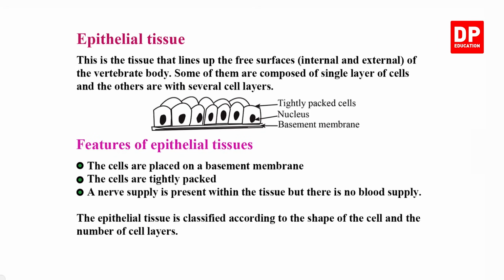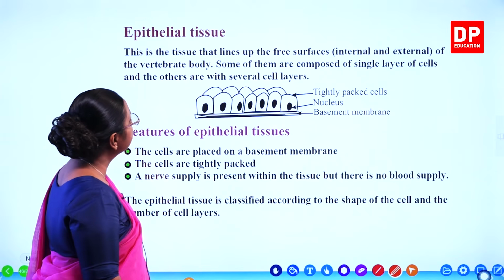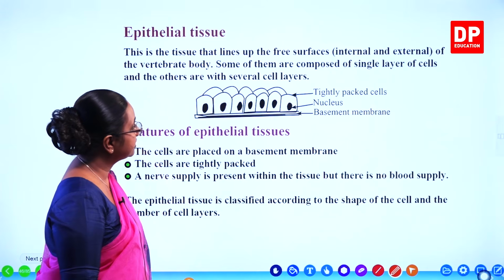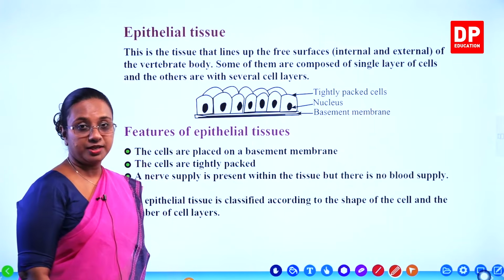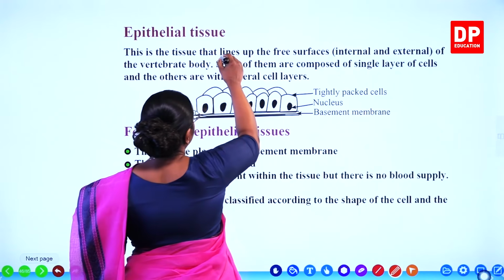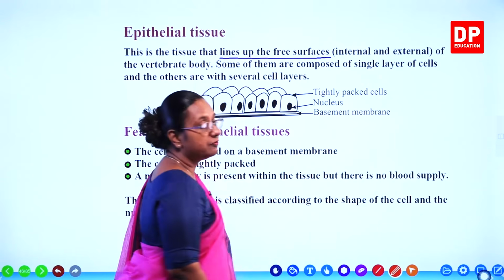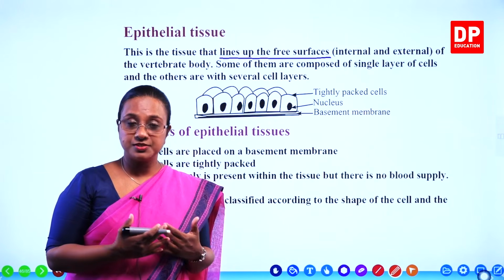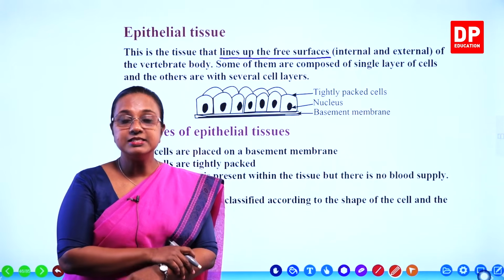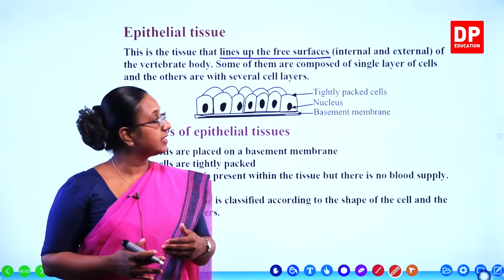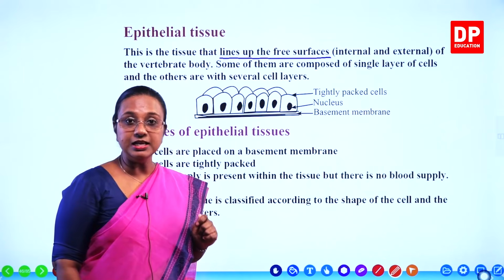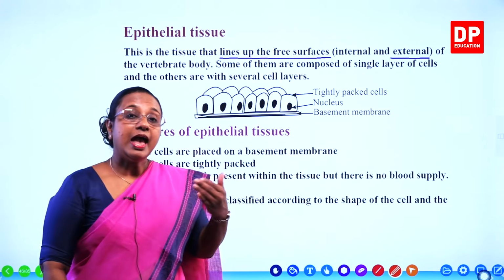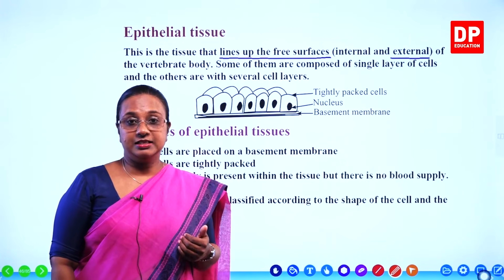Epithelial tissue. This is the tissue that lines the free surfaces, internal and external, of the vertebrate body. So, here you have to remember, students, lines the free surfaces. If we take the outermost surface of our body, that is the skin. So, the epidermis of the skin is made up of epithelial tissue. That is the external surface. And we saw the intestine.